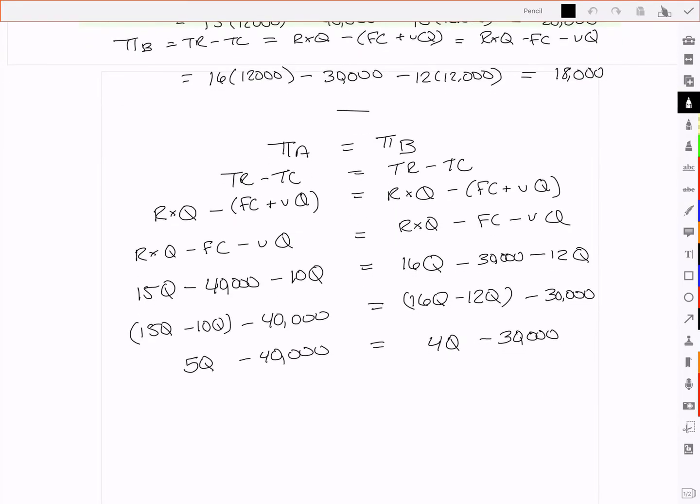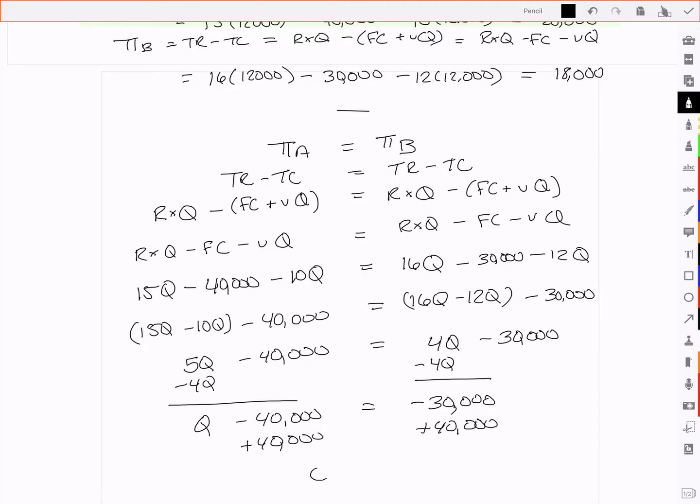Okay? So notice that 5Q is bigger than 4Q, so let's subtract 4Q from both sides. And so we end up with Q minus 40,000 is equal to negative 30,000. Okay? Now we need to get Q by itself, so let's move the 40,000 over by adding 40,000 to both sides. And what we end up with is Q is equal to 10,000.